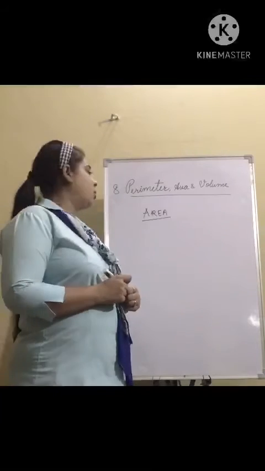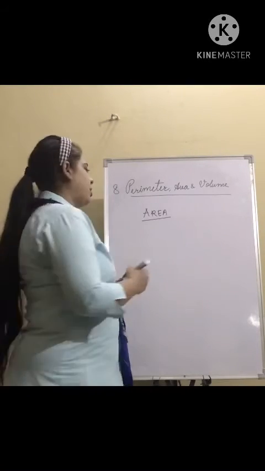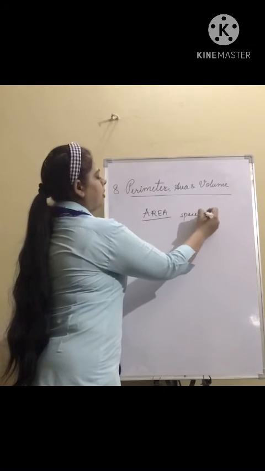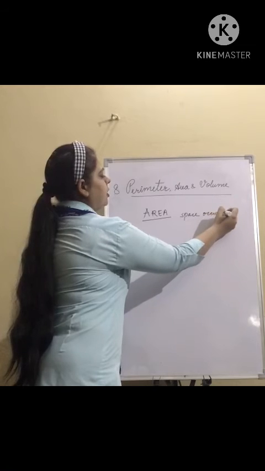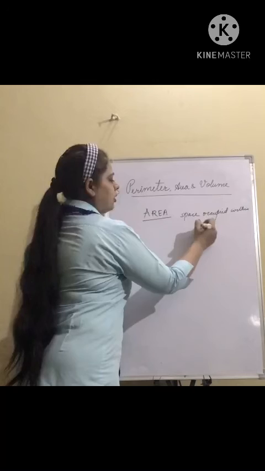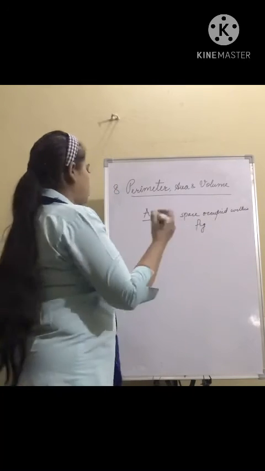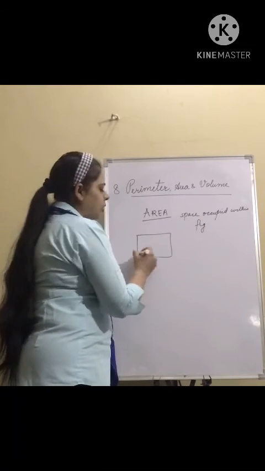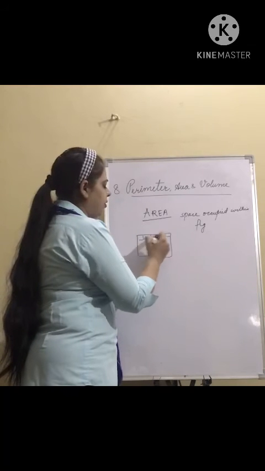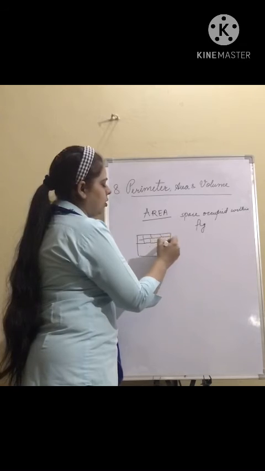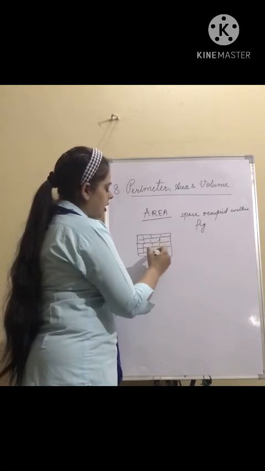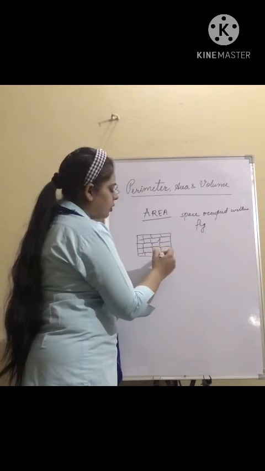Now at last, what have we studied today? Today we have studied that area is the space occupied within the figure. The space inside the figure is called area. Suppose this is a room. If we want to put tiles inside the whole room, what will we find out? We will find out area. How many tiles will be needed? If we want to get tiles laid in our room, how many tiles will be needed?